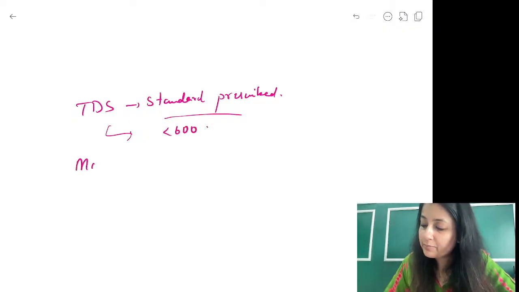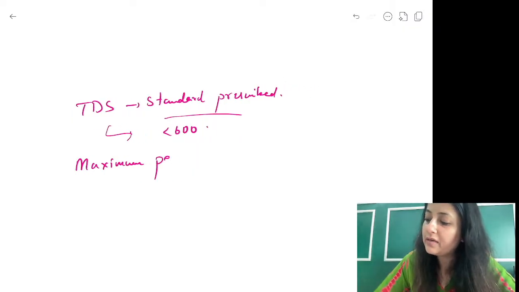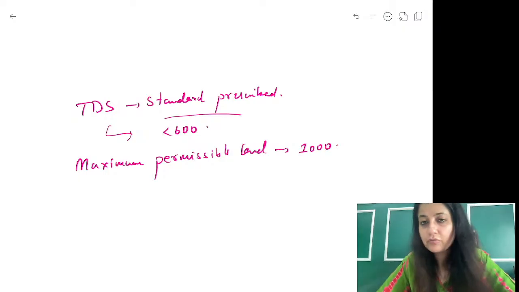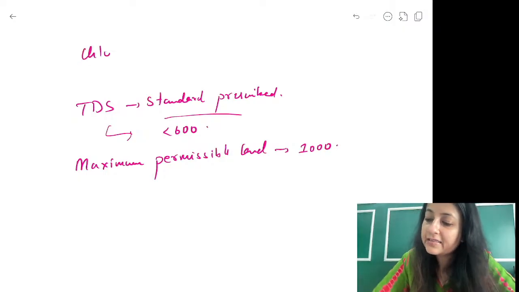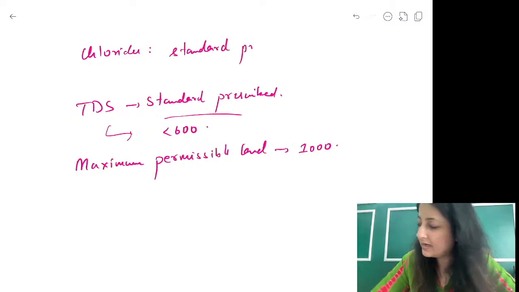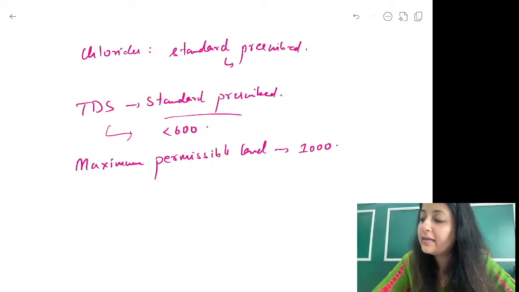But maximum permissible level is how much? Maximum permissible level up to 1000, okay, up to 1000. Similarly, chlorides you will remember. What about chlorides? What is the standard prescribed for chloride, guys? It is 200. It is 200.